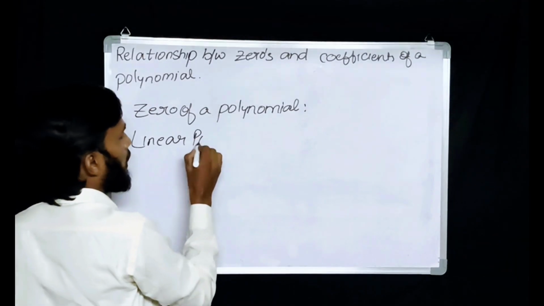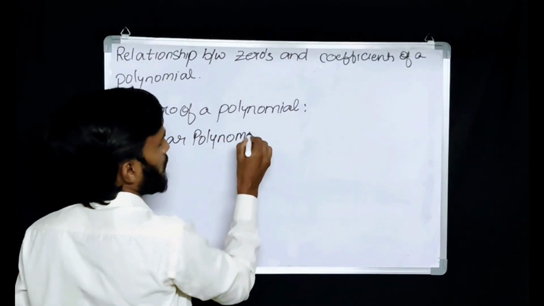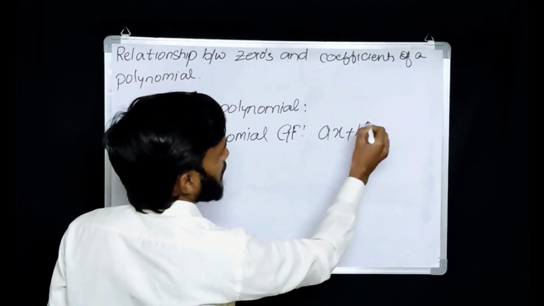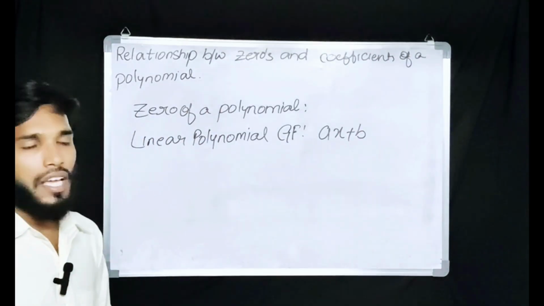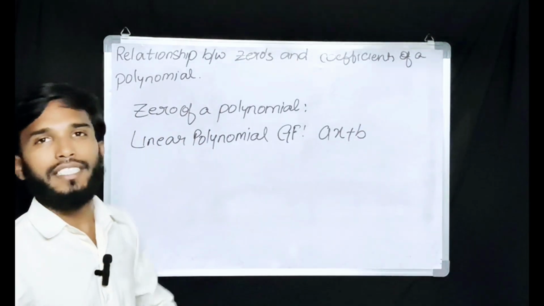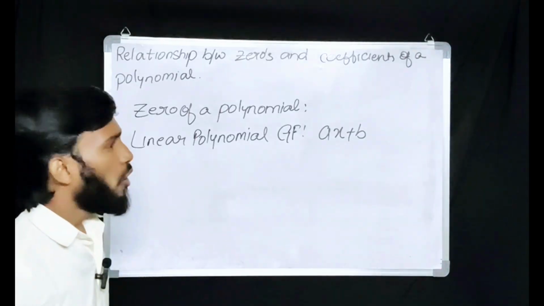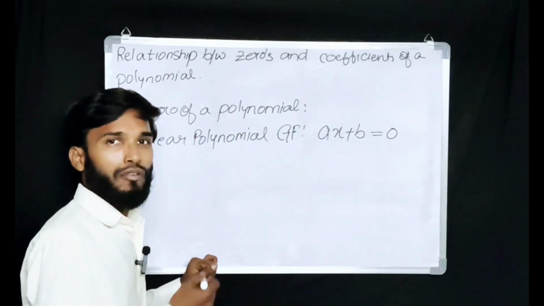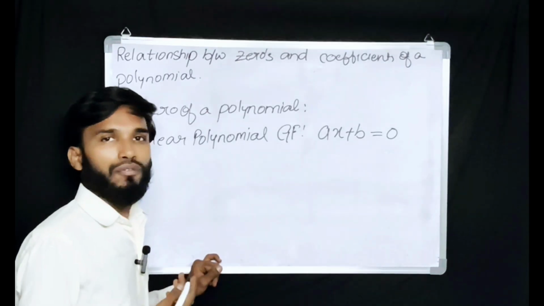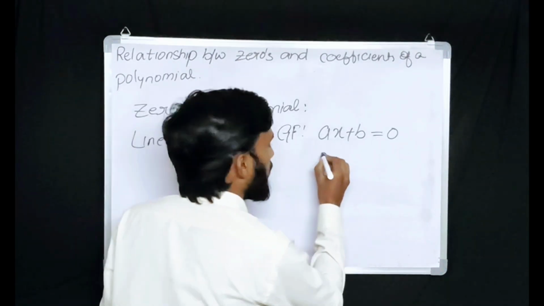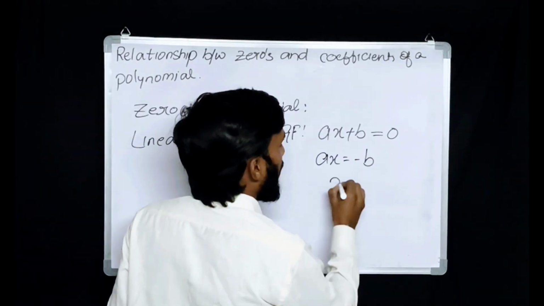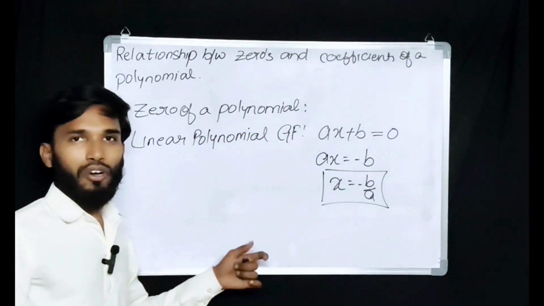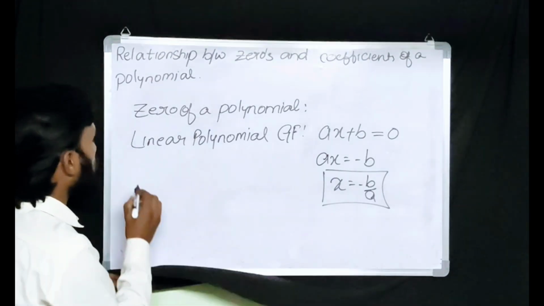Now, we all know the general form of the linear polynomial. What is that? ax plus b. If you want to find the zero of this linear polynomial, we simply equate this polynomial to zero. Then we will easily find the zero. How? ax is equal to minus b, x is equal to minus b by a. This is the zero of the linear polynomial.